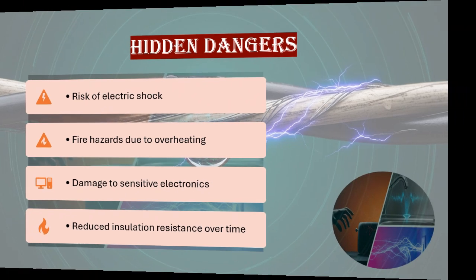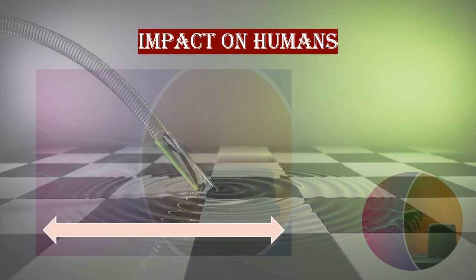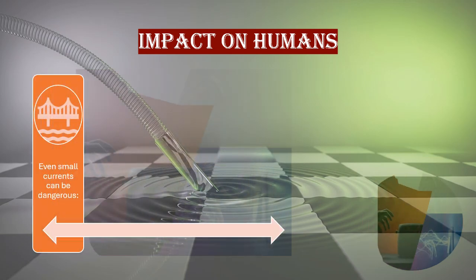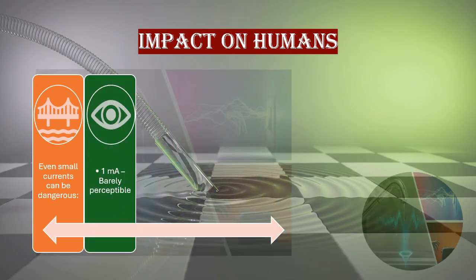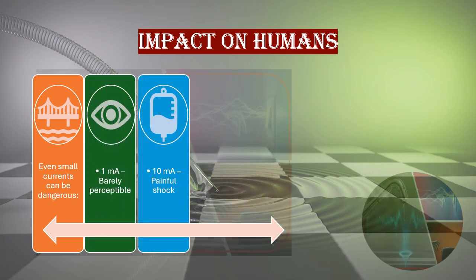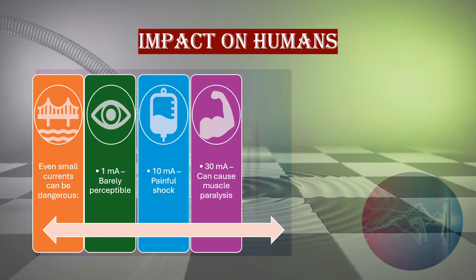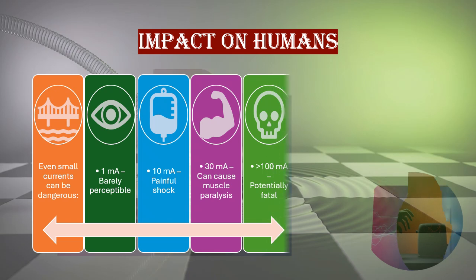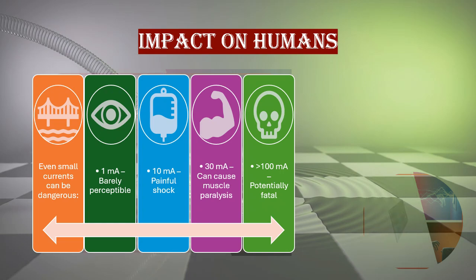Impact on humans. Even small leakage currents can have severe effects on the human body. Currents as low as 1 milliamp can be felt, while 10 milliamps can cause pain or involuntary muscle movement. At 30 milliamps, breathing may become difficult, and above 100 milliamps, the result can be fatal electrocution. That's why understanding and controlling leakage is critical for safety.